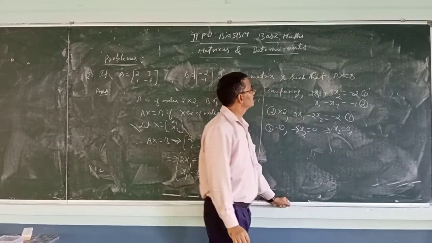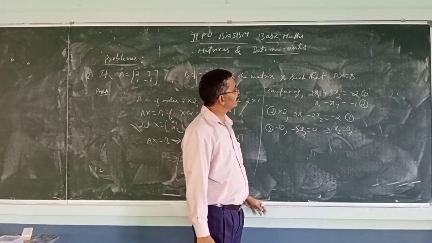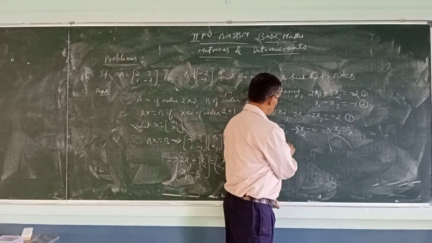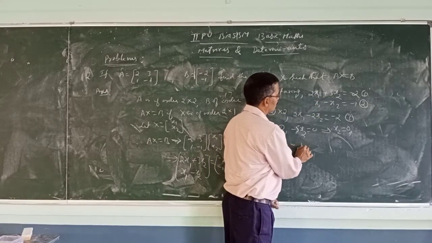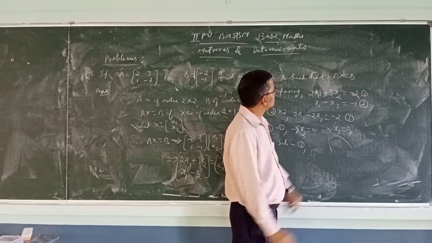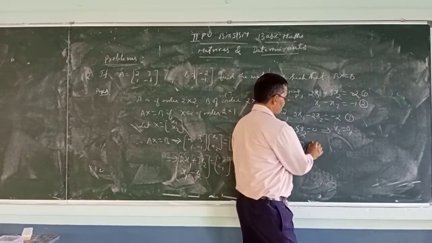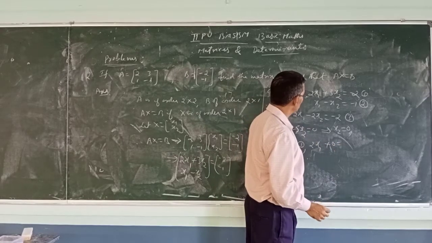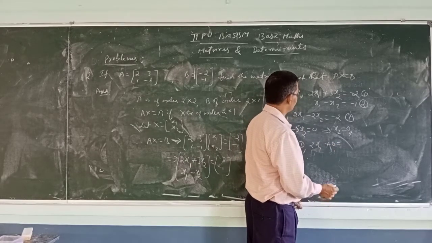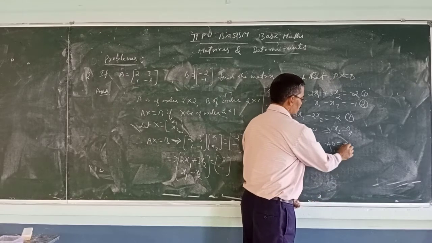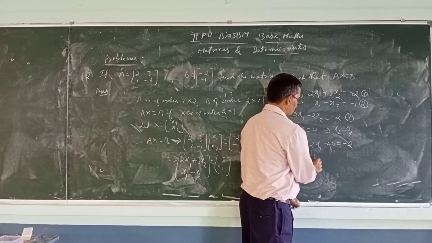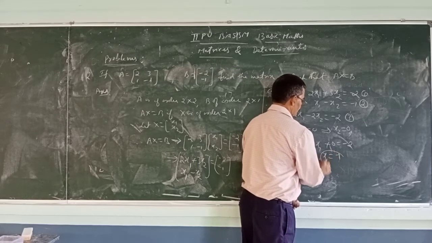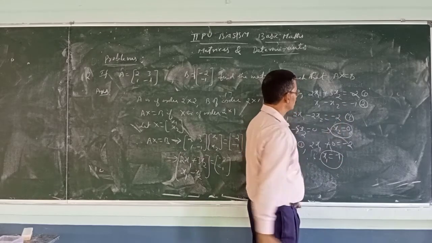x2 equal to 0. What about x1? You can use any equation. Substituting this value of x2 in equation 1, 2x1 plus 0 equal to minus 2. Therefore, x1 equal to minus 1. So x2 equal to 0, x1 equal to minus 1.